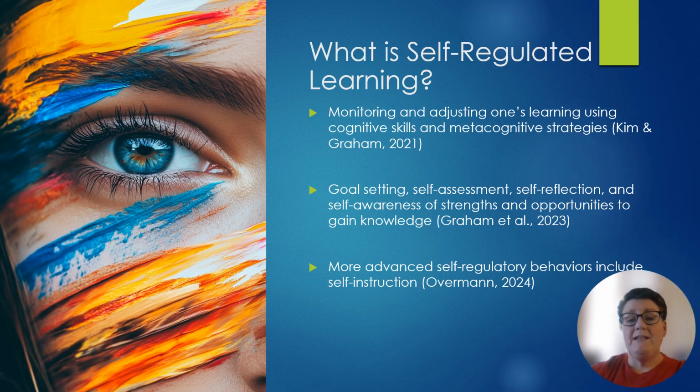When we talk about self-regulated learning, we're talking about students' abilities to monitor their own thoughts, their metacognitive skills, and we're also talking about students' cognitive abilities and their abilities to apply the skills they've learned about writing to their own compositions. We're also talking about skills such as goal setting, self-reflection, self-awareness of their strengths and opportunities, and generally their abilities to be able to say, this is what I'm good at and this is where I really want to improve. And when they become stronger at these skills, it can lead to more advanced skills such as self-instruction, where they can gain knowledge through their own research.